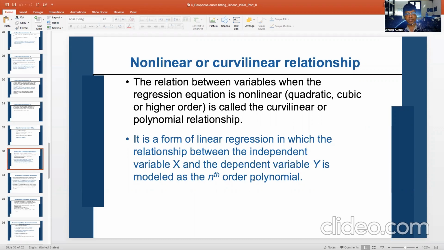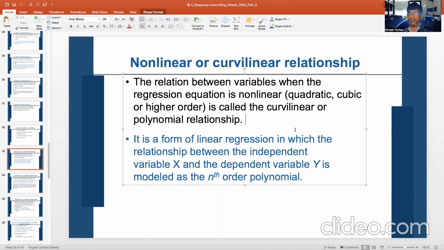So we go to the next kind of relationship, which is non-linear or curvilinear relationship. First you have seen linear, now we see curvilinear, which is a kind of polynomial relationship, starting with quadratic, cubic, and so on. The relation between variables when the regression equation is non-linear, that is quadratic, cubic, or higher order, is called the curvilinear or polynomial relationship. In curvilinear, the word linear is hidden, means it is partly linear and partly in the form of a curve. Therefore, it is called curvilinear. And non-linear means it is not linear throughout.